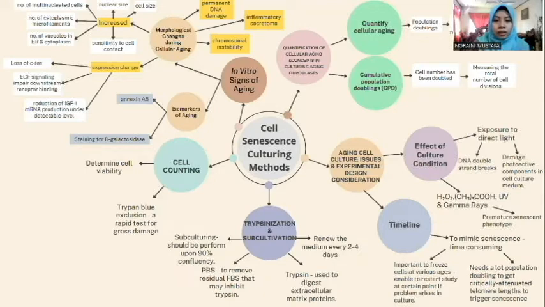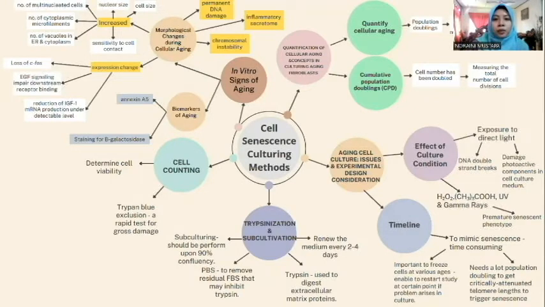In subculturing, PBS is used to remove the residue of FBS that may inhibit the trypsin, and trypsin is used to digest extracellular matrix proteins that are responsible for the attachment of the cells. EDTA is added to the trypsin to enhance its cleavage ability, to help weaken the cell adhesion in cell suspensions.